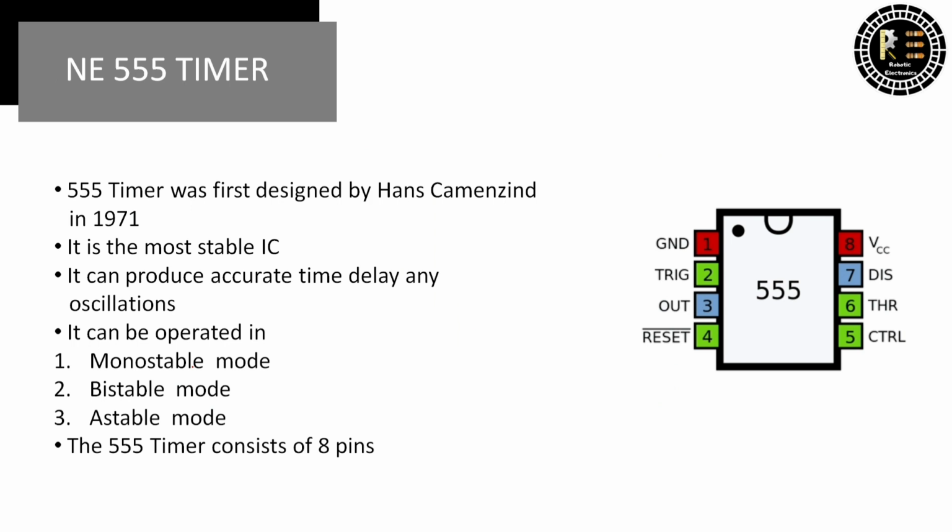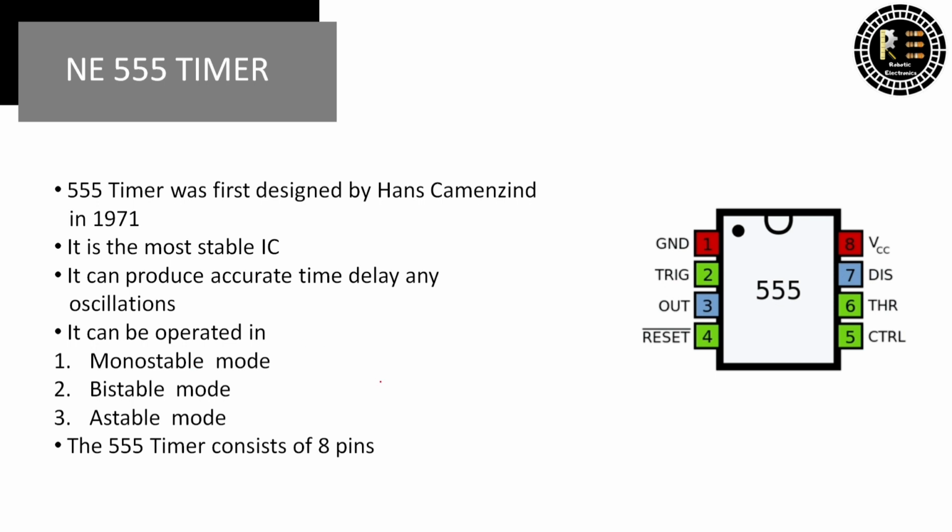NE555 timer. The 555 timer was first designed by Hans Camenzind in 1971. It is an integrated circuit and it is the most stable integrated circuit. It can produce accurate time delays and oscillations. It can be operated in three modes: monostable mode, bistable mode, and astable mode.